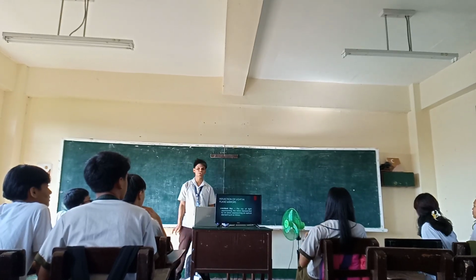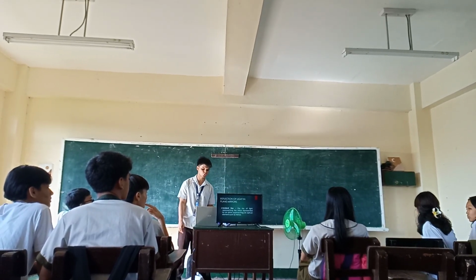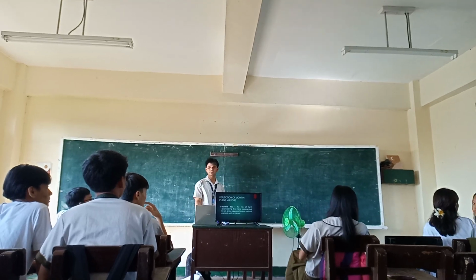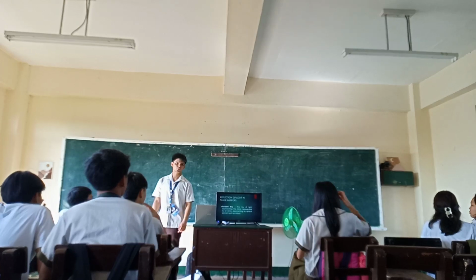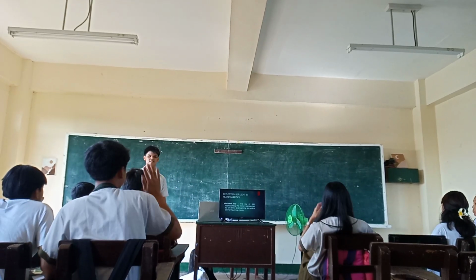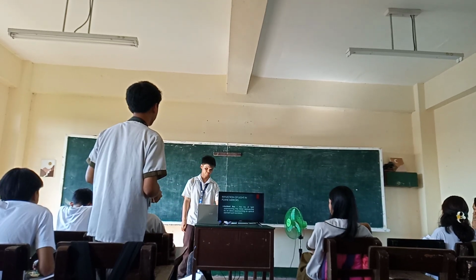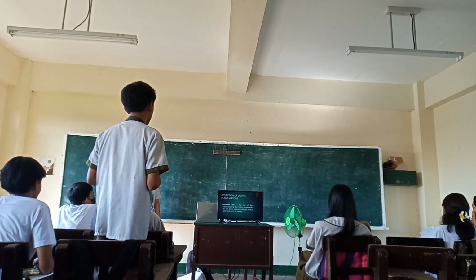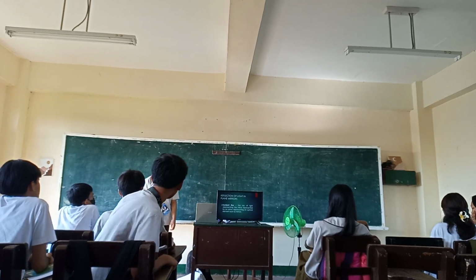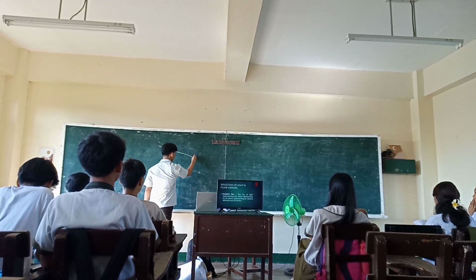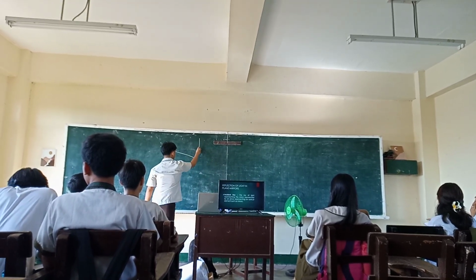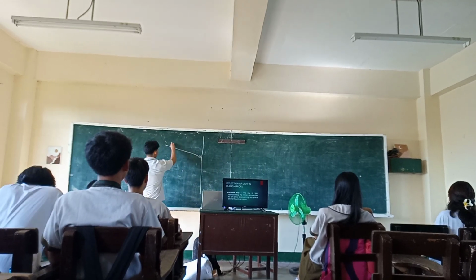Here are some words that will help you to understand more about the reflection of light in plane mirrors. First one is the incident ray. Who wants to read? Yes. The incident ray is the ray of light that is represented by an arrow which is approaching a mirror. Imagine that this is a mirror. This is what we call the incident ray.